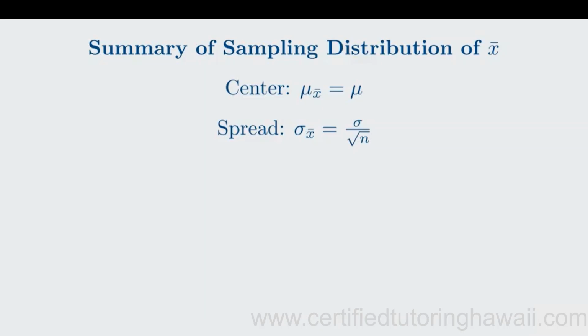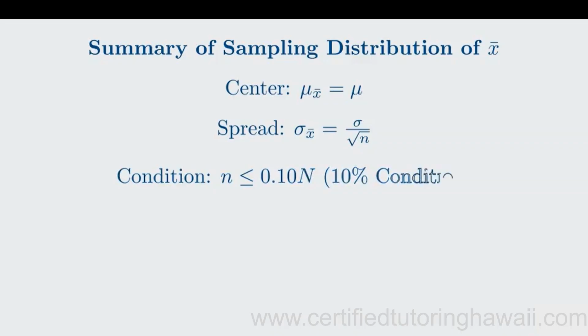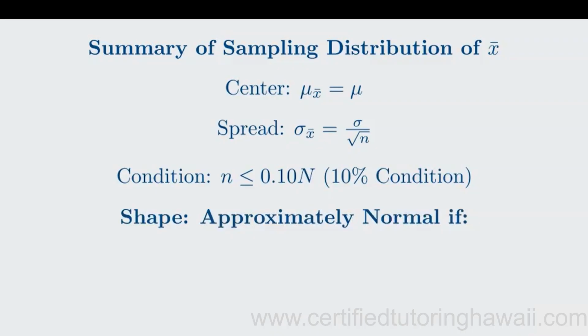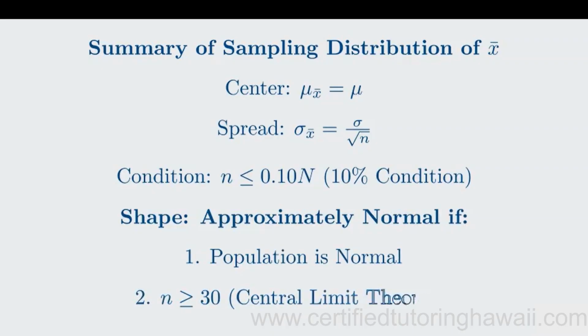Remember, this formula is only valid if the 10% condition is met, meaning your sample size is no more than 10% of the total population. Third, the shape. We can assume the sampling distribution is approximately normal if either 1. The population itself is normal, or 2. The sample size is large, typically 30 or more, which satisfies the central limit theorem.